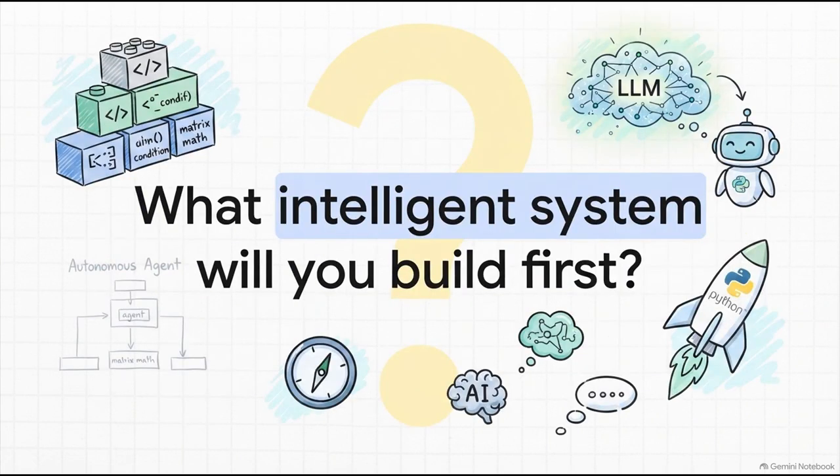So there you have it. You now have the ultimate technical stack. We've gone from basic syntax and conditional logic all the way to clean architectural organization and the sheer mathematical muscle of NumPy. This Python foundation is your launchpad for interacting with cutting-edge large language models and eventually building your own autonomous agents. The only question left is, what intelligent system are you going to build first?